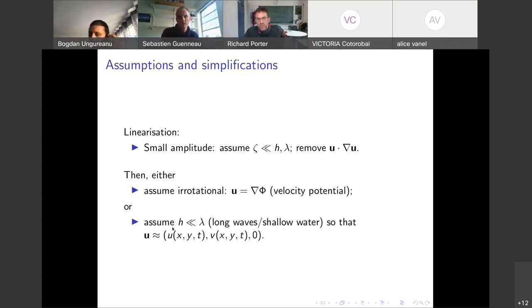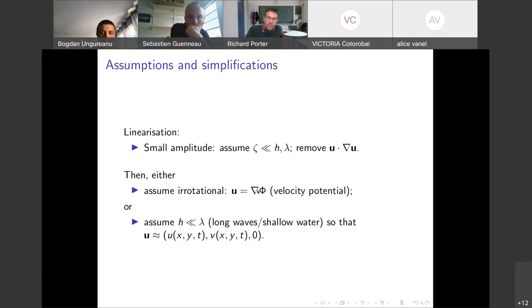One is to exploit some length scale contrast in the problem and assume that I have either long waves or shallow water. There's a contrast between the wavelength and the depth of the water. And this second assumption allows me to essentially say that the fluid velocity is independent of the depth. That is to say that it just moves in the horizontal plane with no dominant flow in the vertical direction, and there is no dependence upon the depth. So this is what I call shallow water theory, and the other is potential theory.